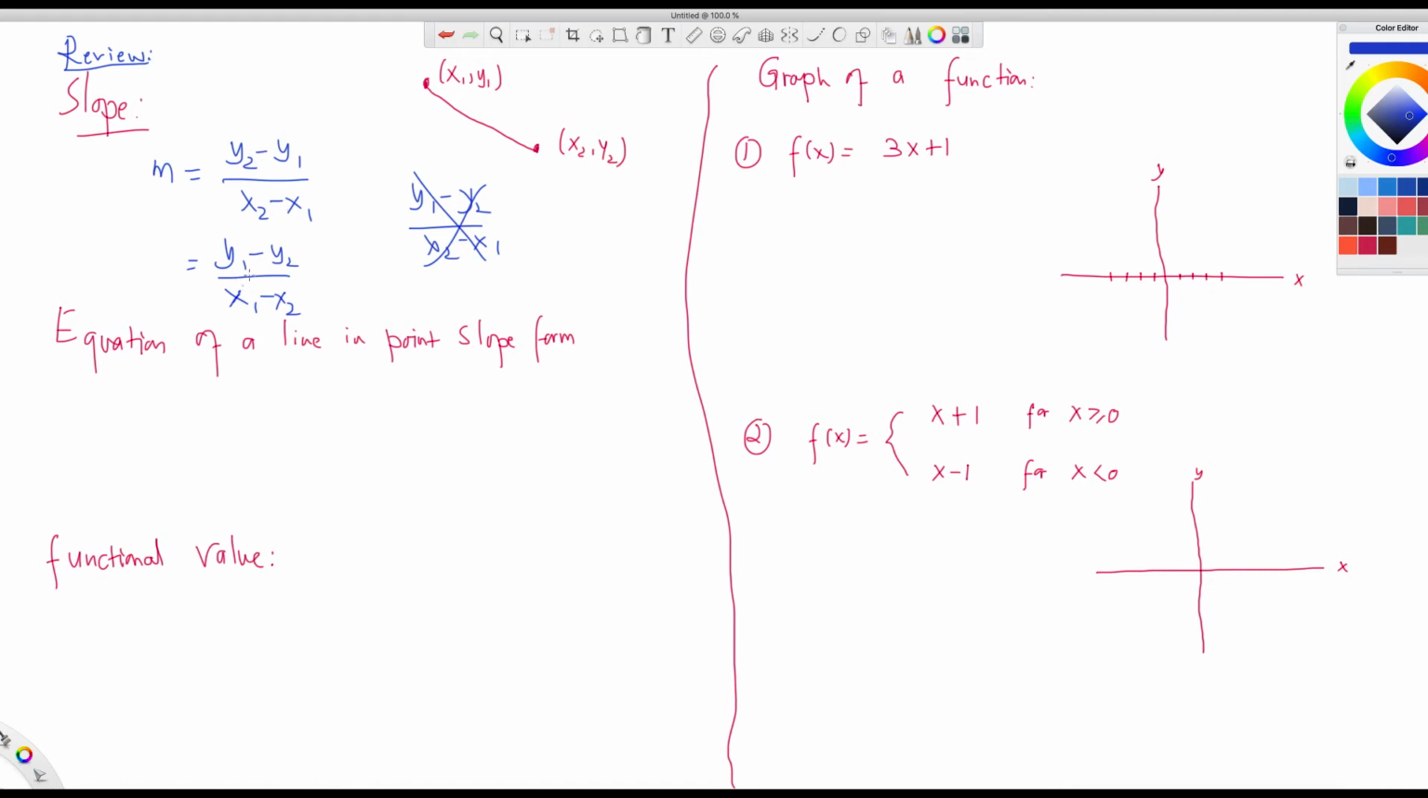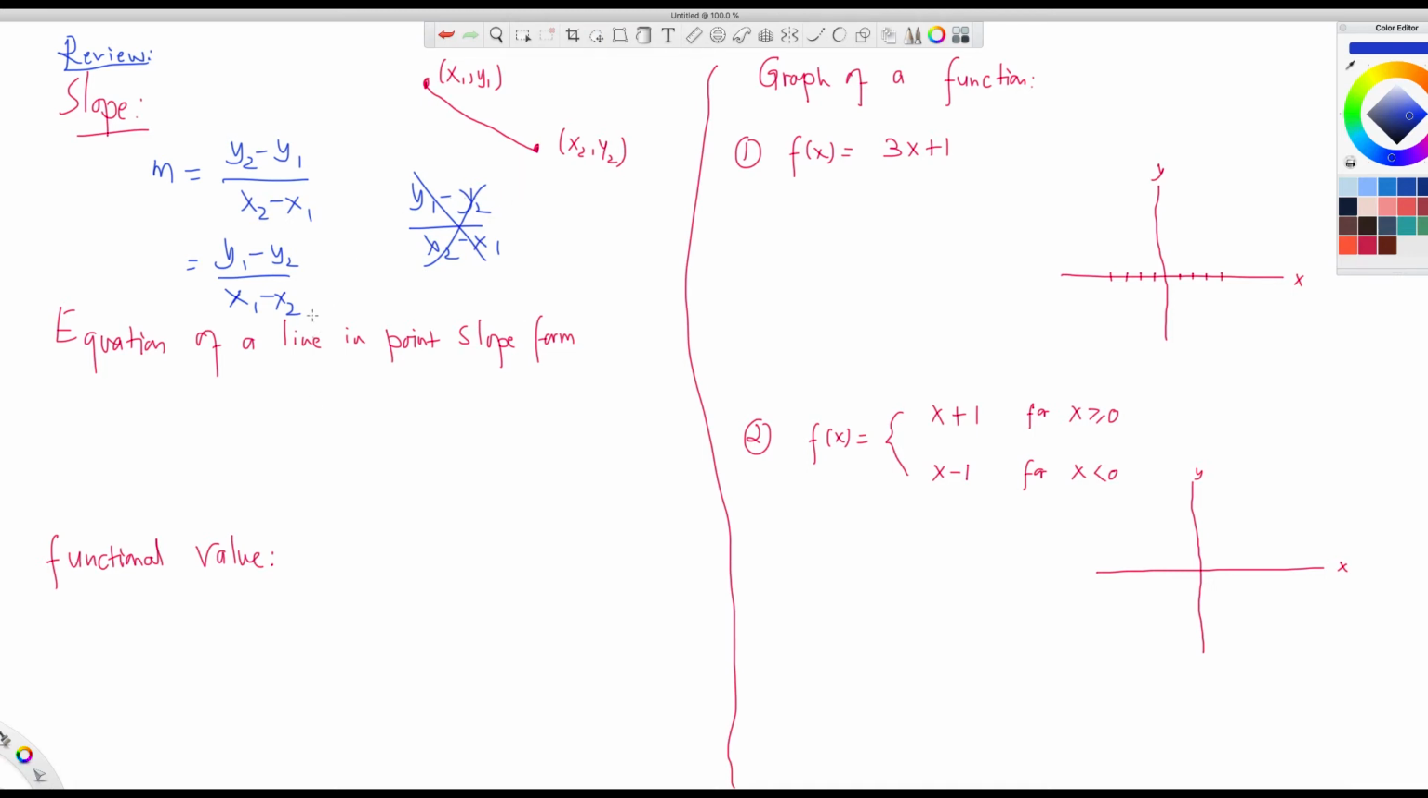Because how did I get this one from that? I multiplied by the negative sign on top and bottom. You'll get negative y2 plus y1 divided by negative x2 plus x1. That's what it is, okay? That is the formula for the slope of a line joining the points x1, y1 and x2, y2.